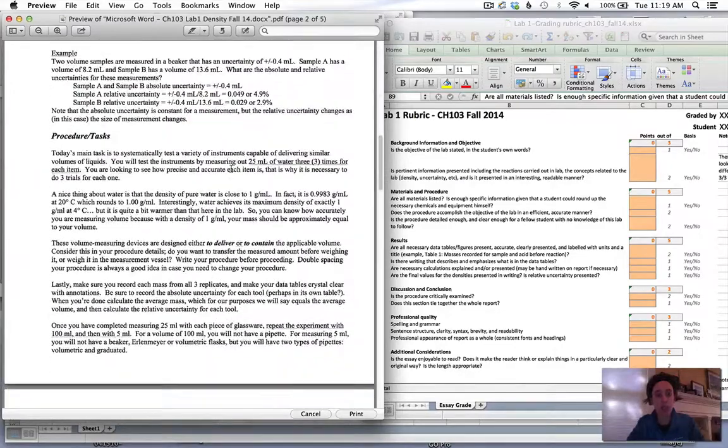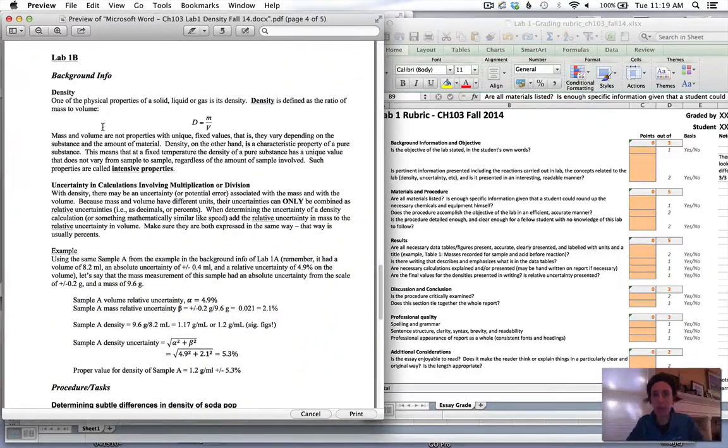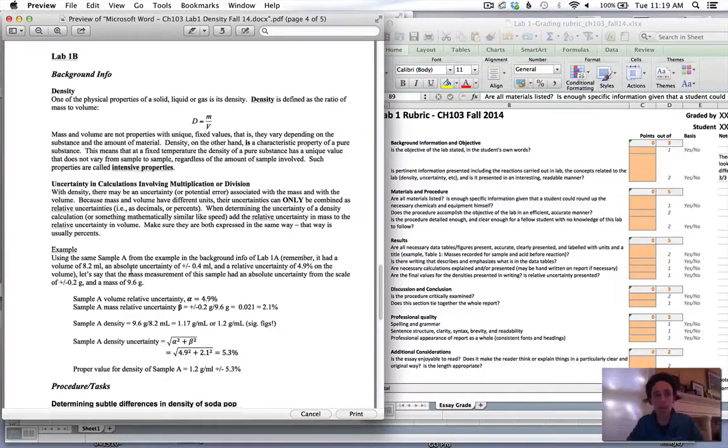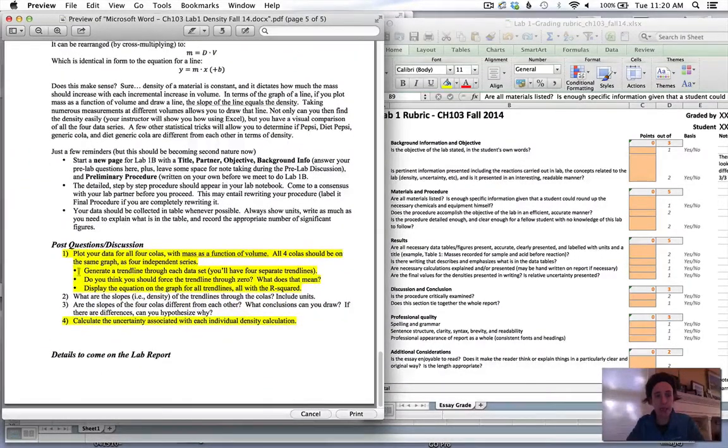So if we scroll down to where Lab 1B starts, under the background information, you'll see about how to calculate uncertainty. So there's that right up there. Definitely read that through to get that background. And then the other thing I just wanted to point out is the post-discussion questions. These questions here basically outline everything that should be in your discussion.